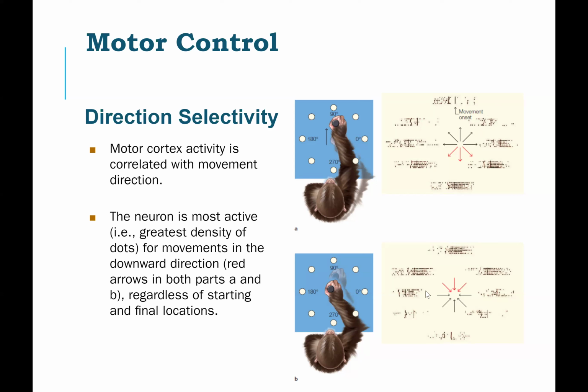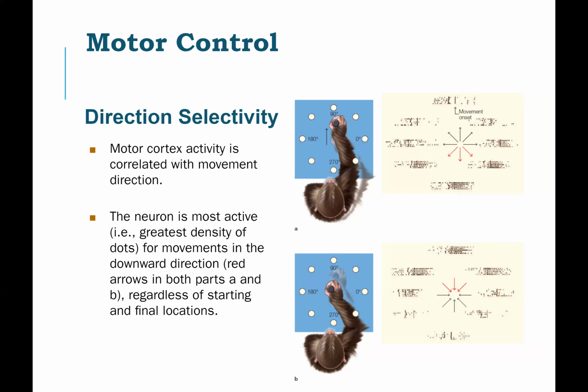Not only that, when you look at the bottom, it's the same cell. When the monkey is moving the lever from this peripheral location to the center, it also gets really active. So when people looked at this, they thought, okay, maybe what a motor neuron is doing is coding for the direction of movement. Does that make sense? Yeah.